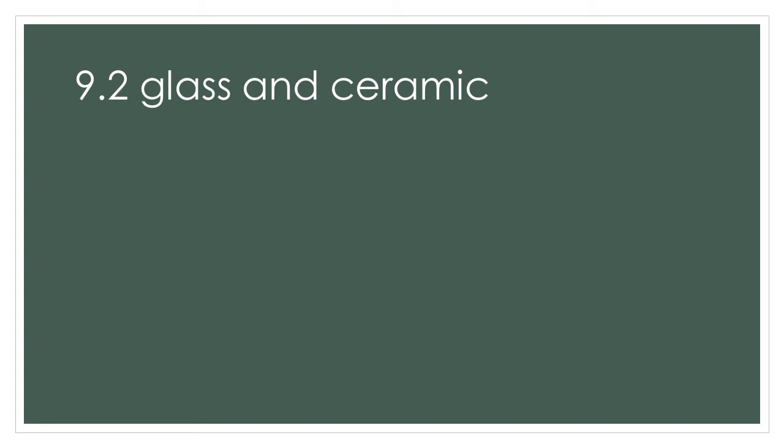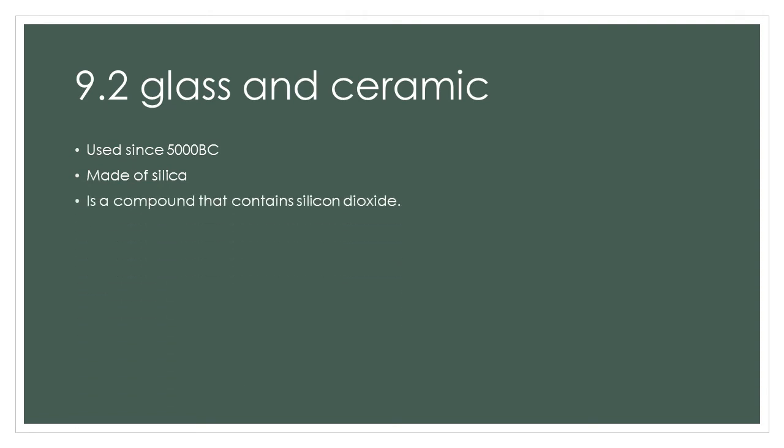Okay, so the next subtopic is 9.2. We are going to learn about glass and ceramic. Glass and ceramic were already used in 5000 before Christ, right? It is made of silica. It is a compound that contains silicon oxide, which exists naturally in sand. So actually, we can find silica naturally in sand.